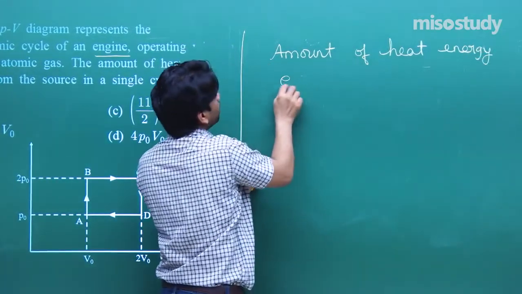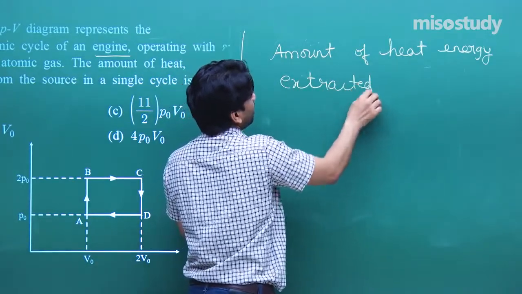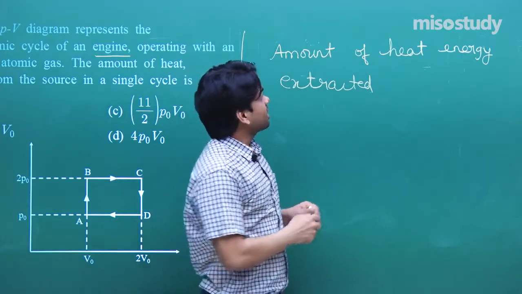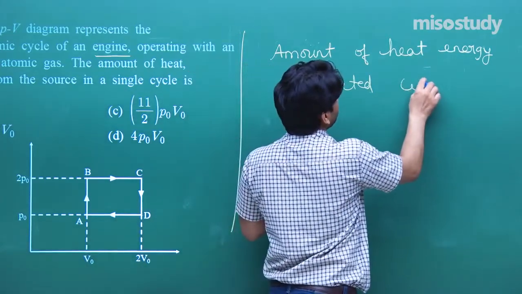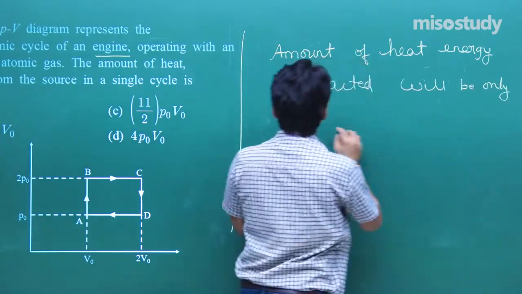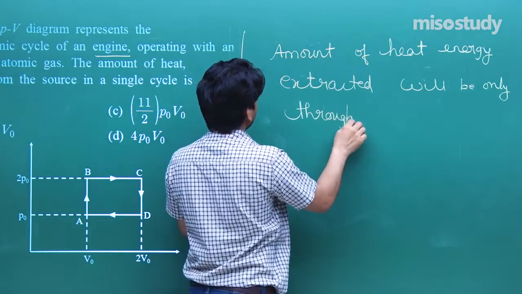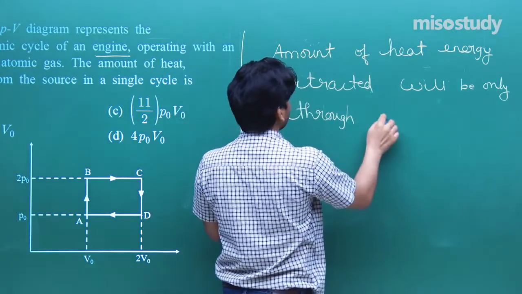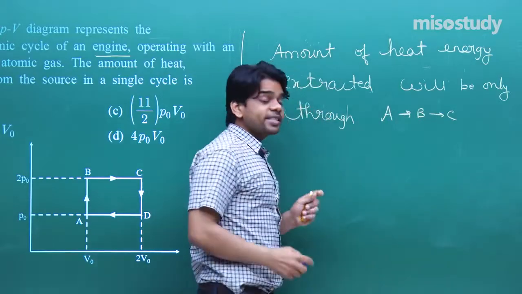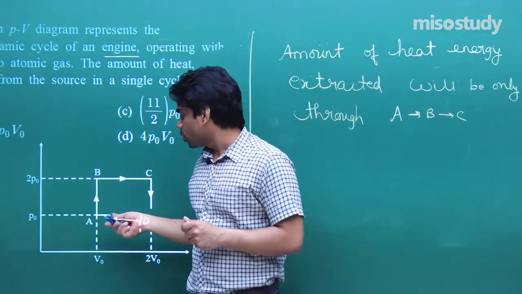That's why I'll advise you all to solve previous year questions so that you can have an idea of what kind of questions appear in the examination. Amount of heat energy extracted will be only through when the gas expands. So this will be the case from A to B, A to B to C. For this case, what is the value of heat energy that will be obtained?